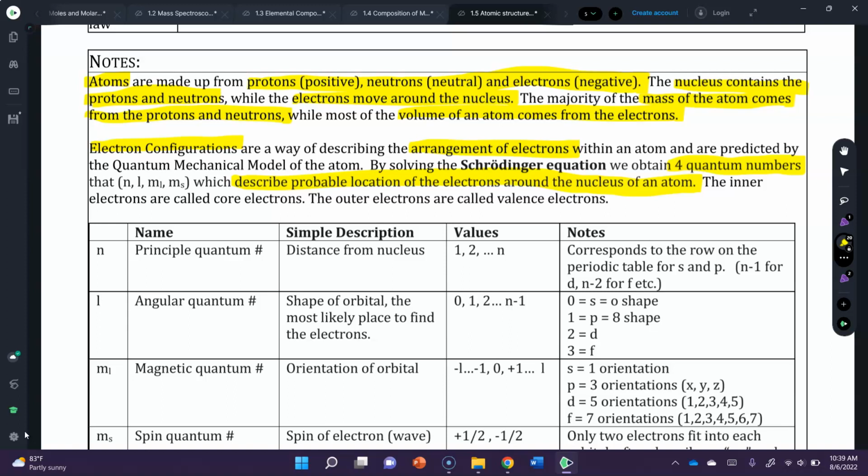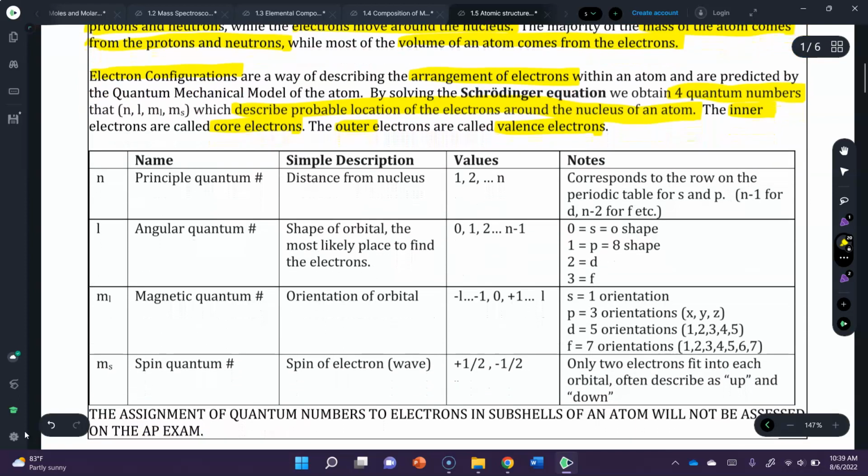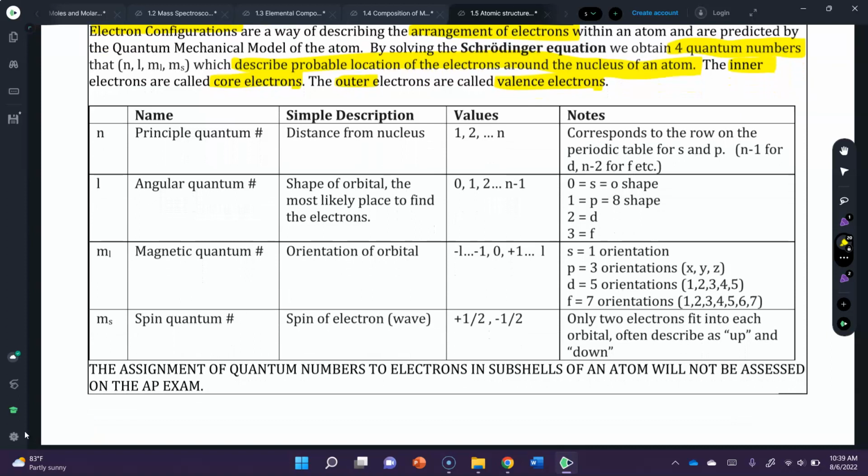Okay, so the inner electrons are called core, and outer electrons are our valence. Okay, and then we have a description of all the different quantum numbers. You do want to understand the principal quantum number n, which is its energy level or ring, and that is how far it is from the nucleus.